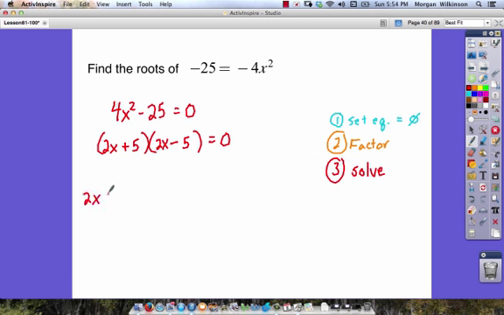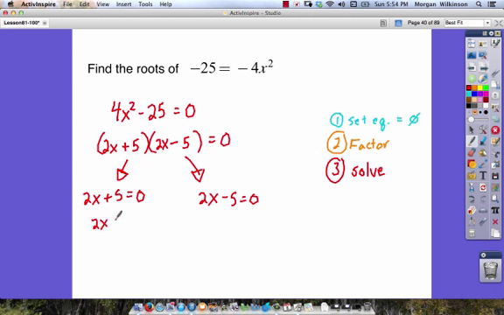So we're going to have 2x plus 5 equals 0, because if this equals 0, then the whole equation equals 0, because if you multiply anything times 0, you get 0. And then we're going to take our second part, and we're going to set it equal to 0. So we're going to have 2x minus 5 equals 0 for the second time. Now let's solve each of them.